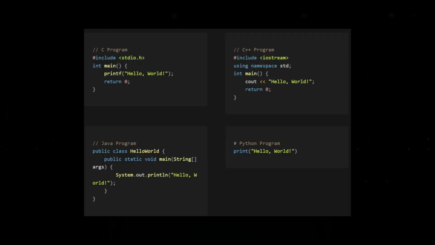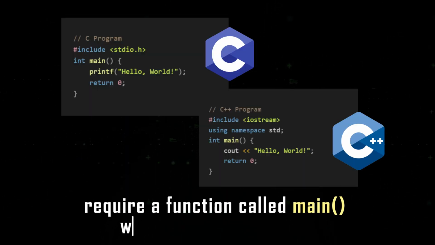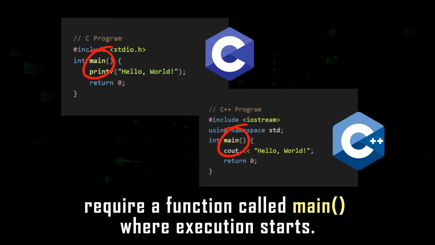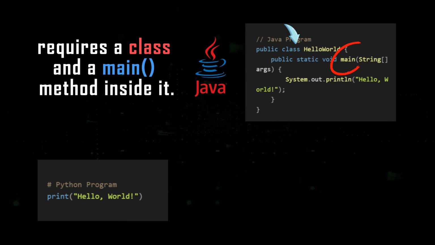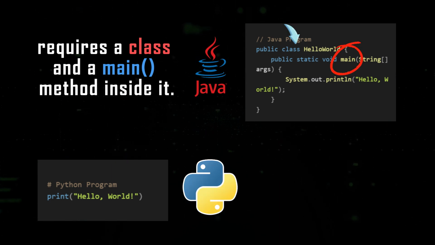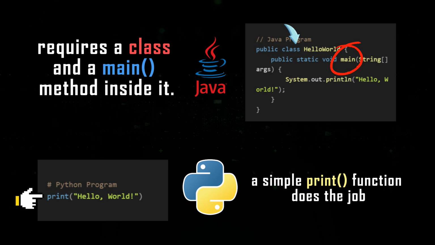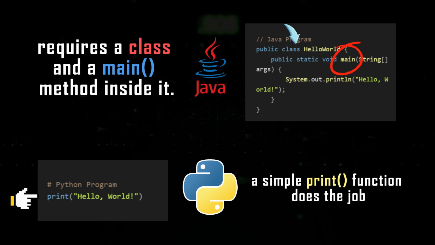Let's compare. Do you see the difference? C and C++ use a main function. Java needs a class and a main method. But Python? Just a simple print function does the job.